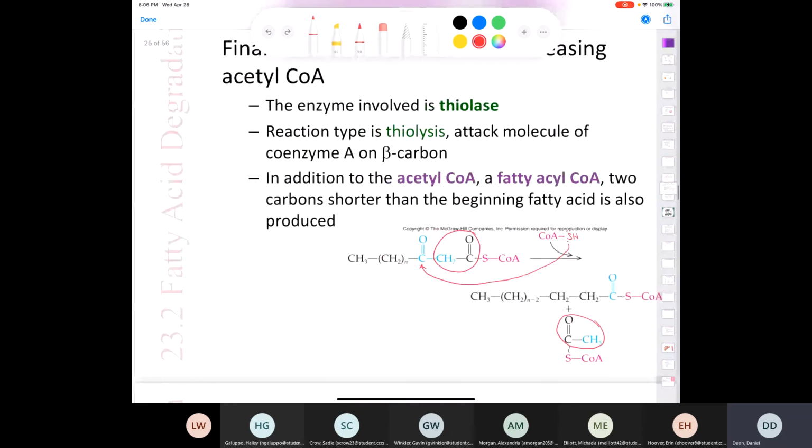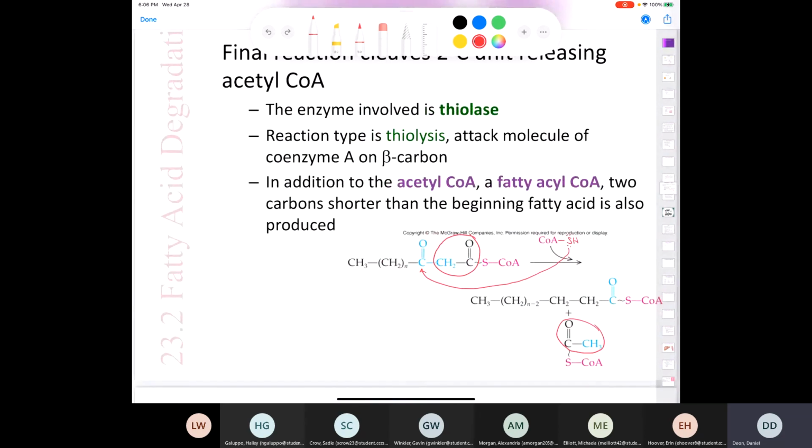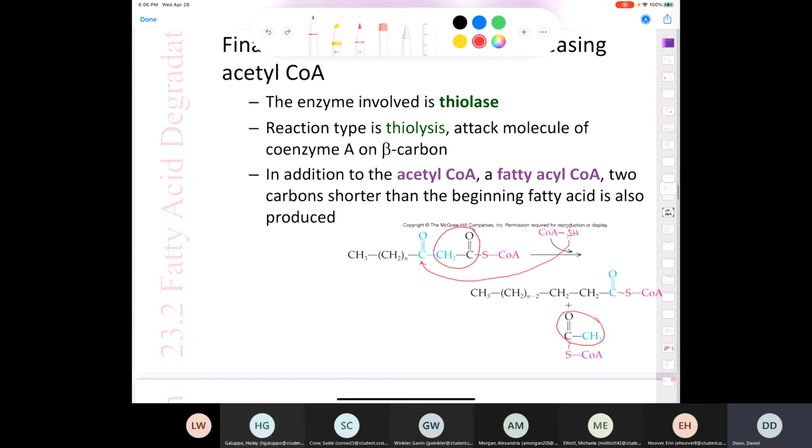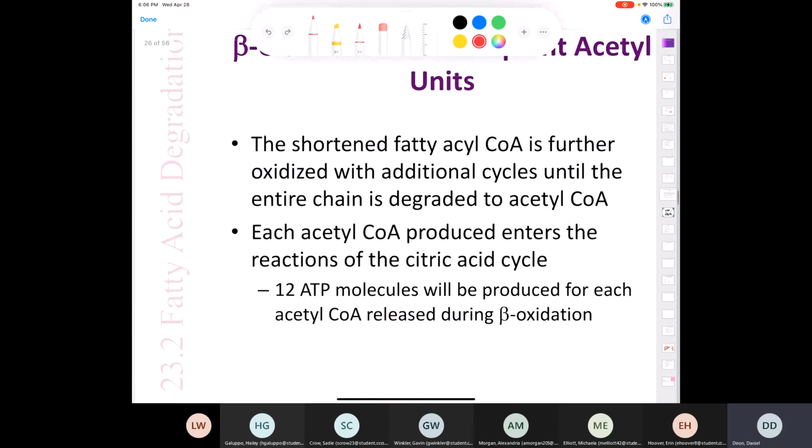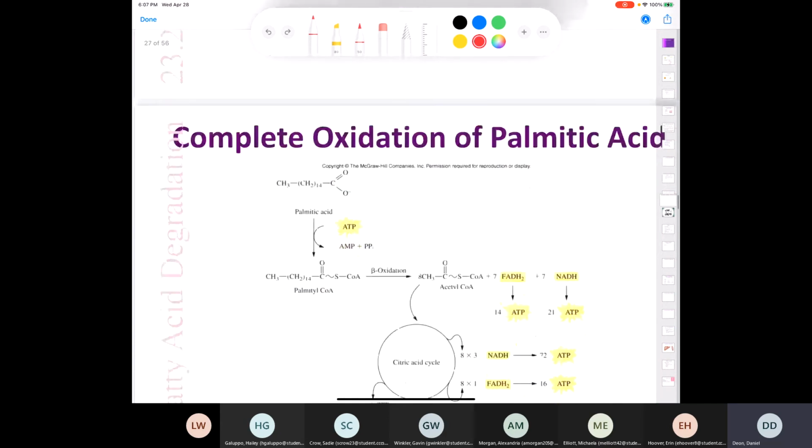So the thiolysis is the attack of a molecule of coenzyme A on that beta carbon. And so not only do we produce acetyl coenzyme A, which is going to enter the citric acid cycle, so we're going to harvest even more ATP. Now you've just got this molecule, which is going to undergo beta oxidation again. Right? It's going to do it all over again, and we're going to get a whole bunch more energy from that. So we get 12 ATP molecules for each acetyl coenzyme A that's released during beta oxidation. And if you're unsure about how to count that up, I'll show you how to do that before we're done.